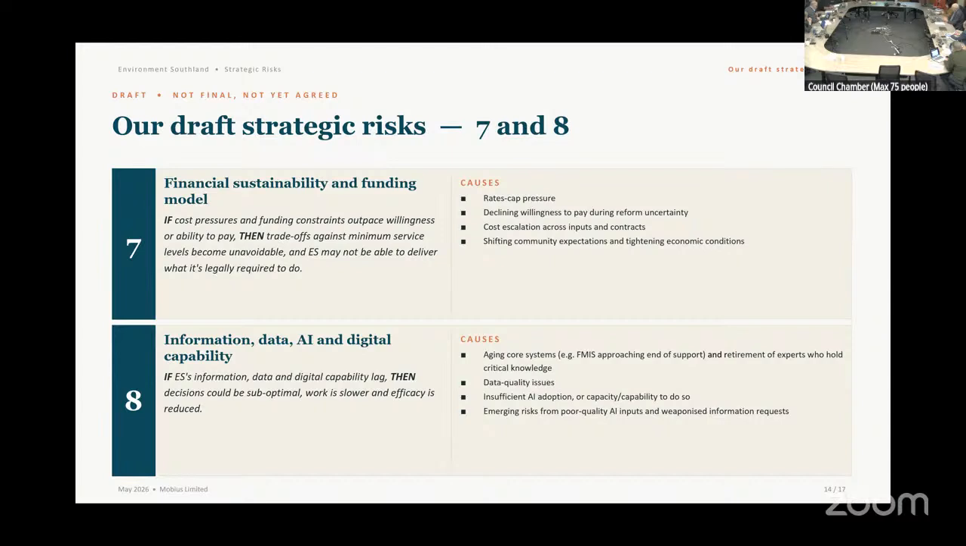Information, data, AI and digital capability. If that lags, then that has the potential to result in suboptimal decisions, and work being delivered slower or less efficiently.